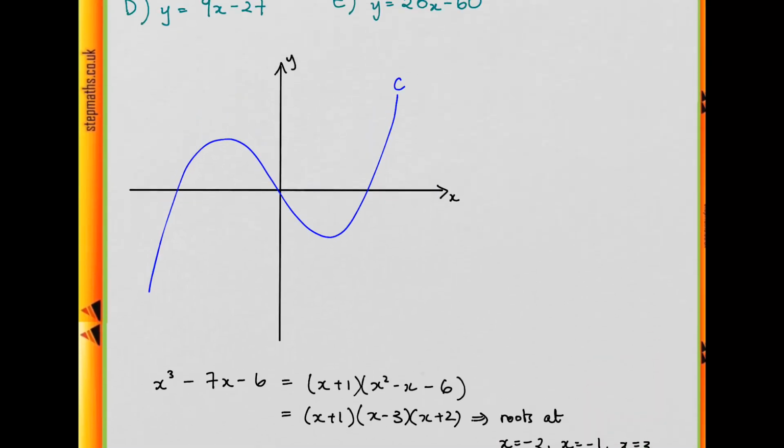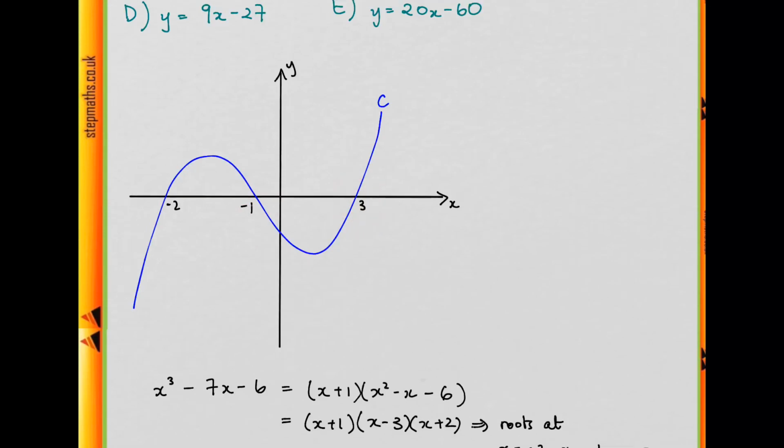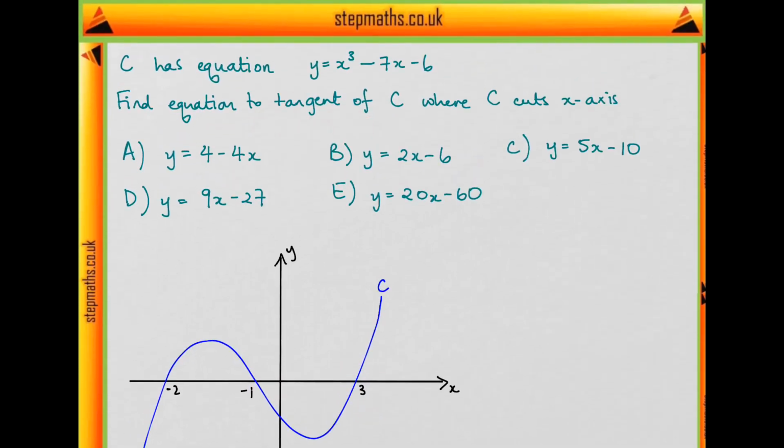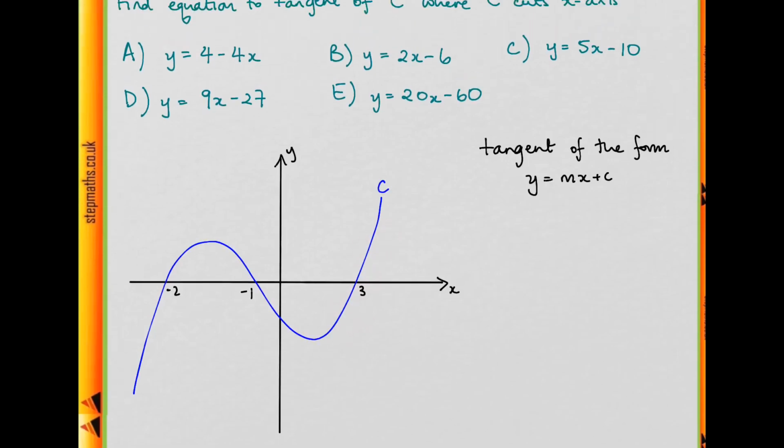So our curve is going to look something a bit like this, not drawn to scale, but we have two negative roots and one positive root at 3. Okay, so we want to find the tangent. So we're looking for a line of the form y equals mx plus c, a straight line. And so we're going to need to know the gradient and also a y-intercept. So the gradient at the point where it cuts the positive x-axis, so the gradient when x is equal to 3.